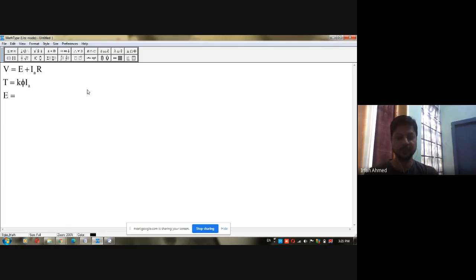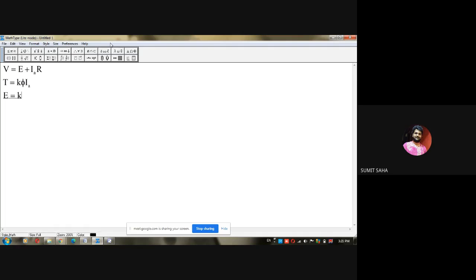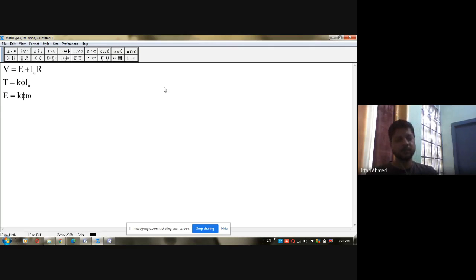Third equation, the back EMF is equal to K phi omega, where omega is the angular speed of the motor in radian per second. We can take N also, K phi N, but then the two constants of proportionality will be different. We'll have to denote them by KT and KB. If you want both the constants to be the same, then in torque we have K phi IA and in E we have K phi omega. Okay, is this clear? Yes, sir.